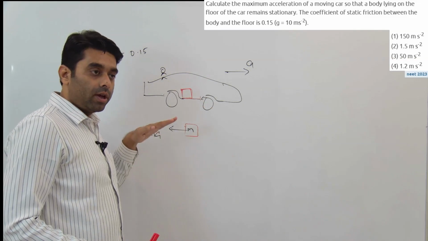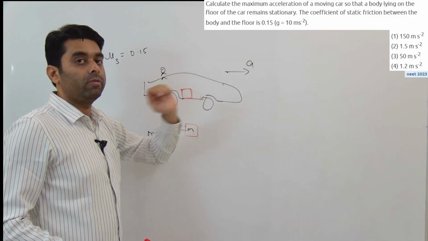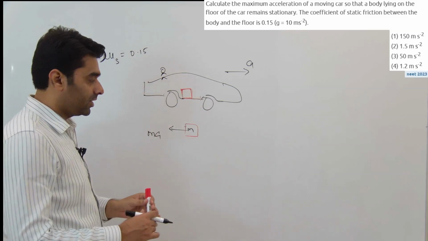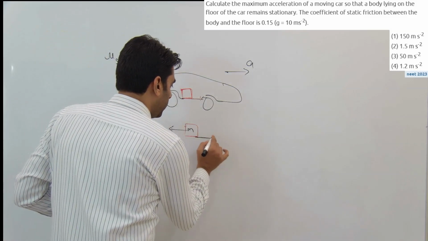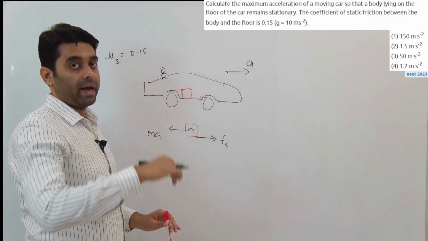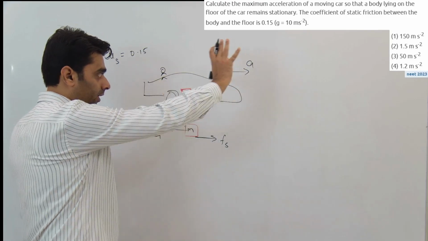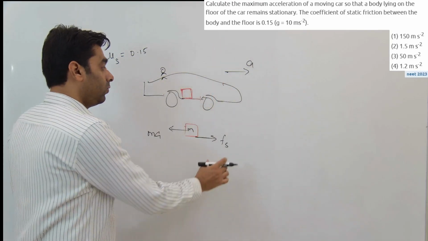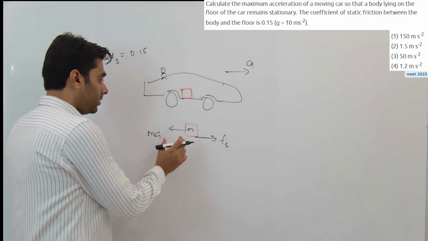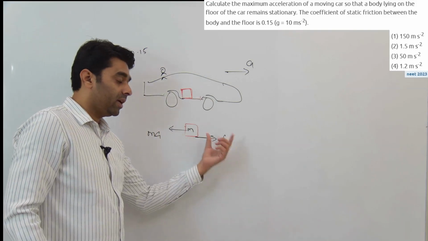Which force is keeping the body along with the car, which is helping the body to move along with the car? It is your static friction. Static friction will be acting over here. How much is the maximum value of acceleration they can apply, or what is the maximum acceleration of the car? For that we know that this ma, for maximum acceleration, will be balanced by your static friction.